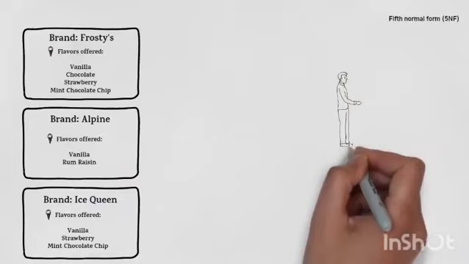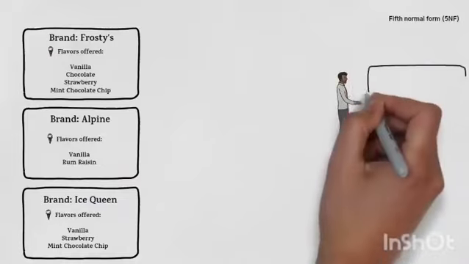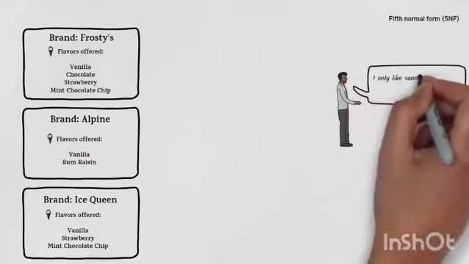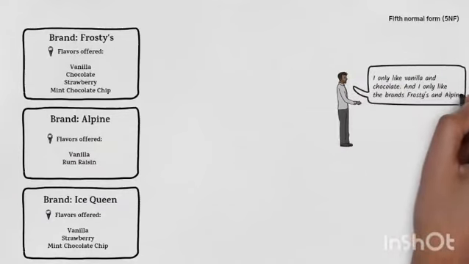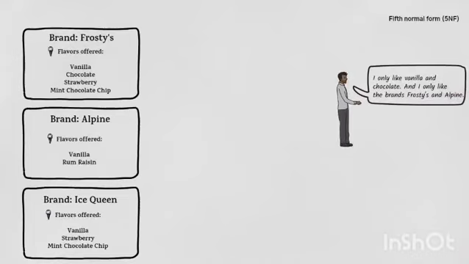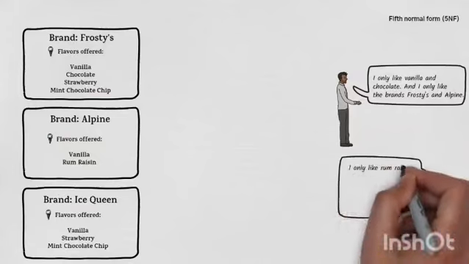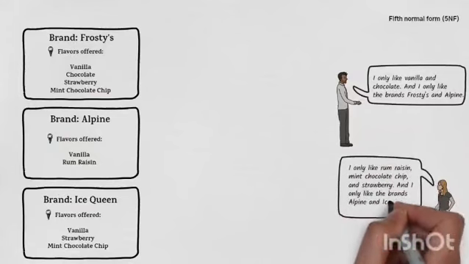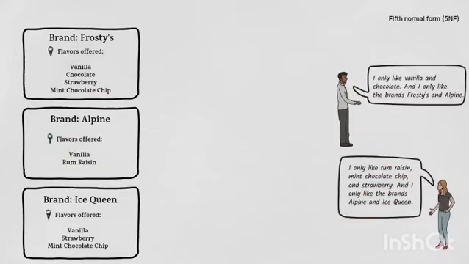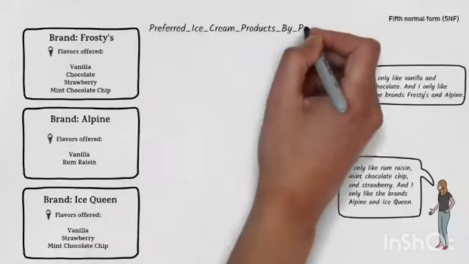Now we ask our friend Jason what types of ice cream he likes. Jason says, "I only like vanilla and chocolate. And I only like the brands Frosties and Alpine." We ask our other friend Susie what types of ice cream she likes. Susie says, "I only like rum raisin, mint chocolate chip, and strawberry. And I only like the brands Alpine and Ice Queen." So after a little bit of brain work, we deduce exactly which ice cream products Jason and Susie are willing to eat. And we express this in a table.